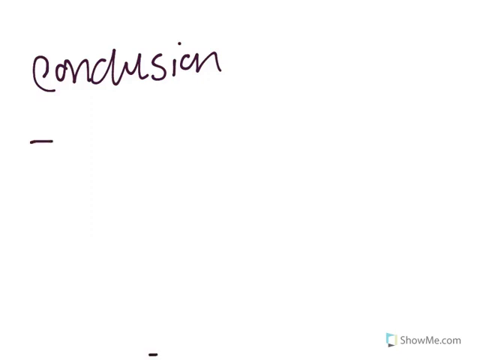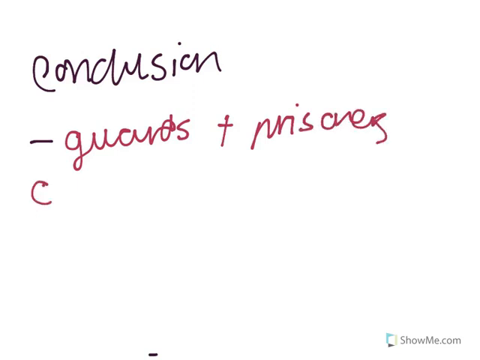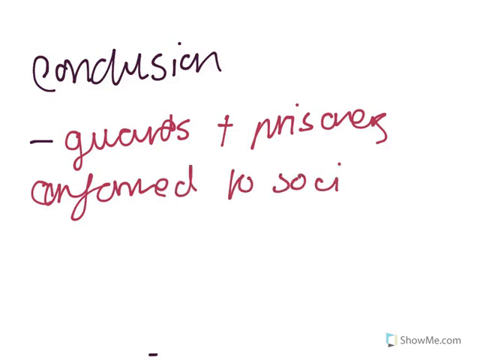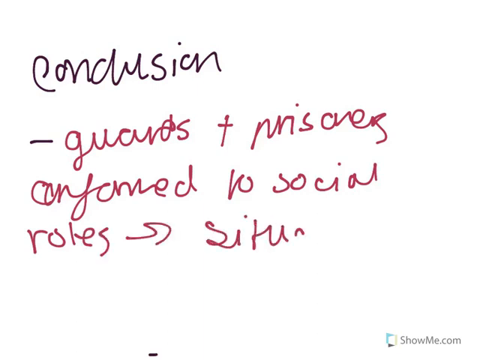And the conclusion was that the guards and prisoners conformed. Guards conformed to social roles. And this supports situational explanation of behaviour. Now we have to analyse it, so we can go.